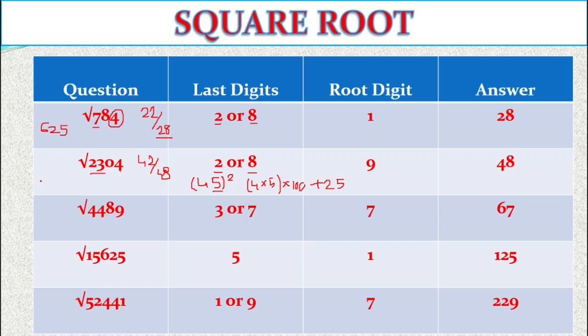2025. Now compare this 2304 with 2025. Is it greater or not? Yes, it is greater, thereby the value is 48. Very simple. And this is one such technique which was there in Vedic math.